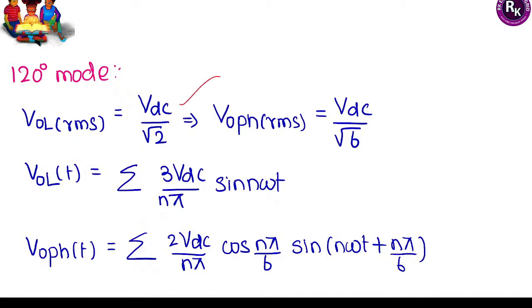Output line RMS voltage. This is the phase RMS voltage, including harmonic effect. From this is the maximum component. Replace n equal to 1 and divide the whole expression by root 2. That will give you the value of the fundamental output line RMS voltage. Similarly for phase, you can repeat the same process.